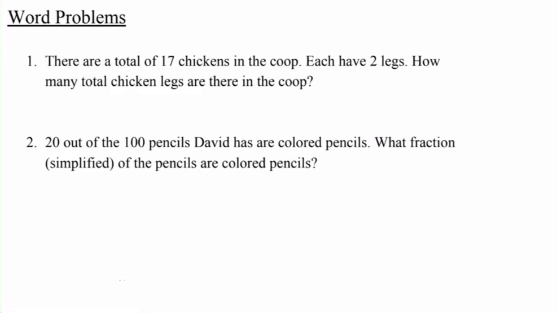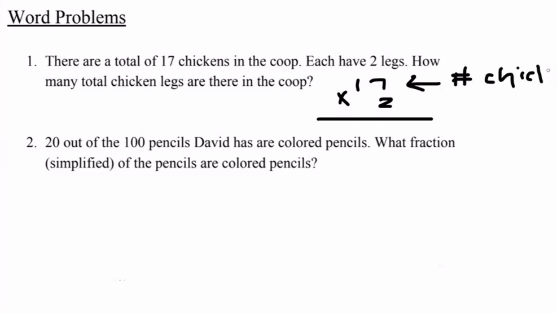Number 1, there is a total of 17 chickens in a coop. Each have 2 legs. How many total chicken legs are there in the coop? Well, if there's 17 chickens with 2 legs each, this indicates that this is a multiplication problem. Let's multiply. 17 times 2. 17 represents the amount of chickens in the coop.